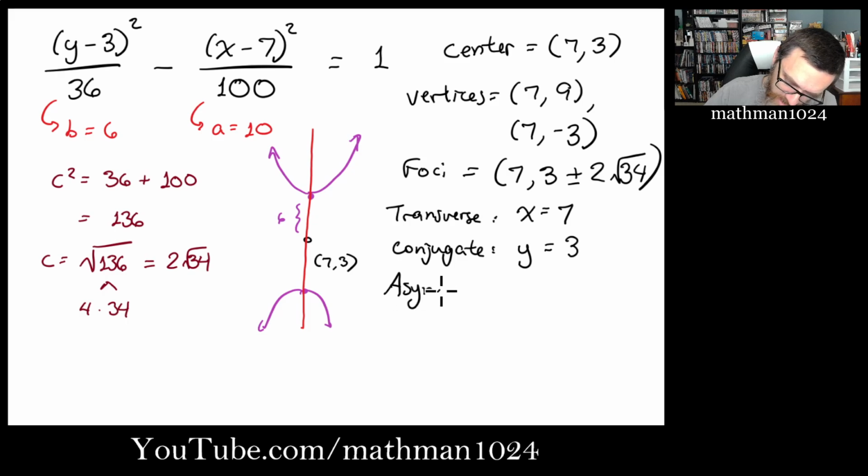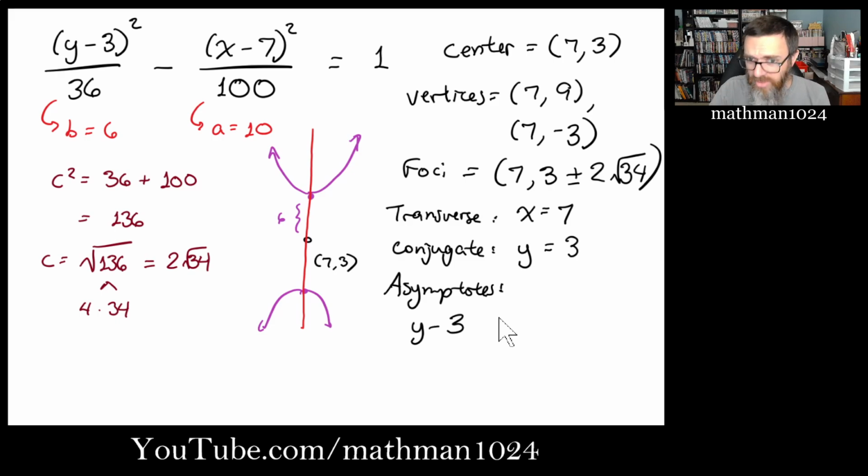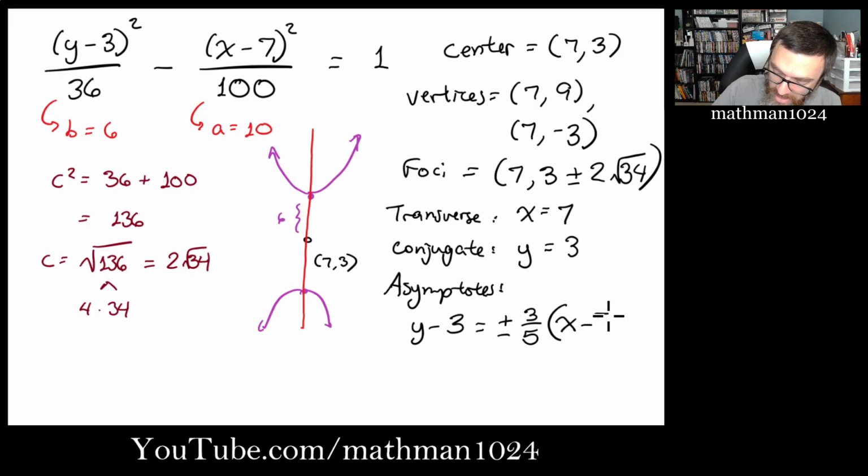And our asymptotes. So y minus 3, because again, we're going from the center, that's going to be our main point, equals plus or minus b over a. 6 over 10 becomes 3 over 5, and we do times x minus 7.